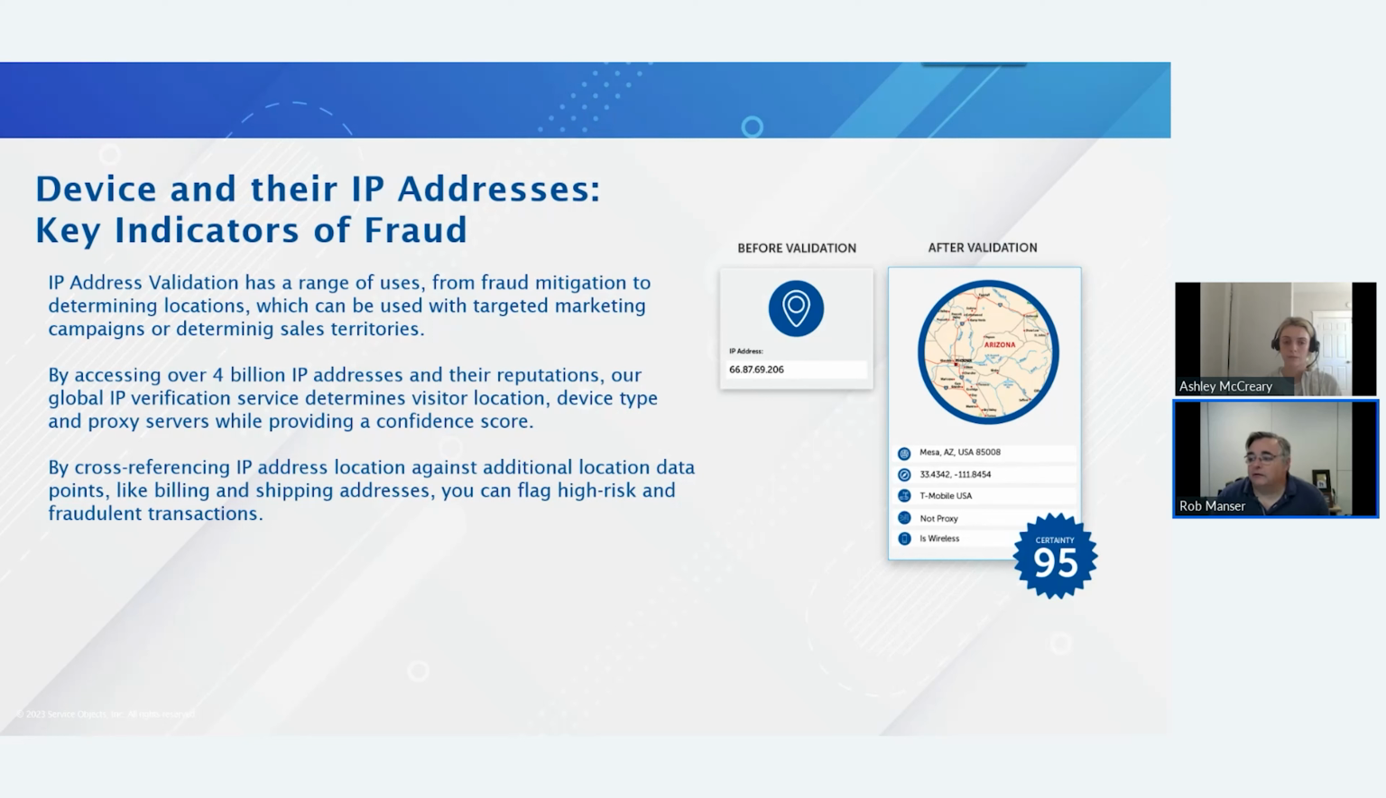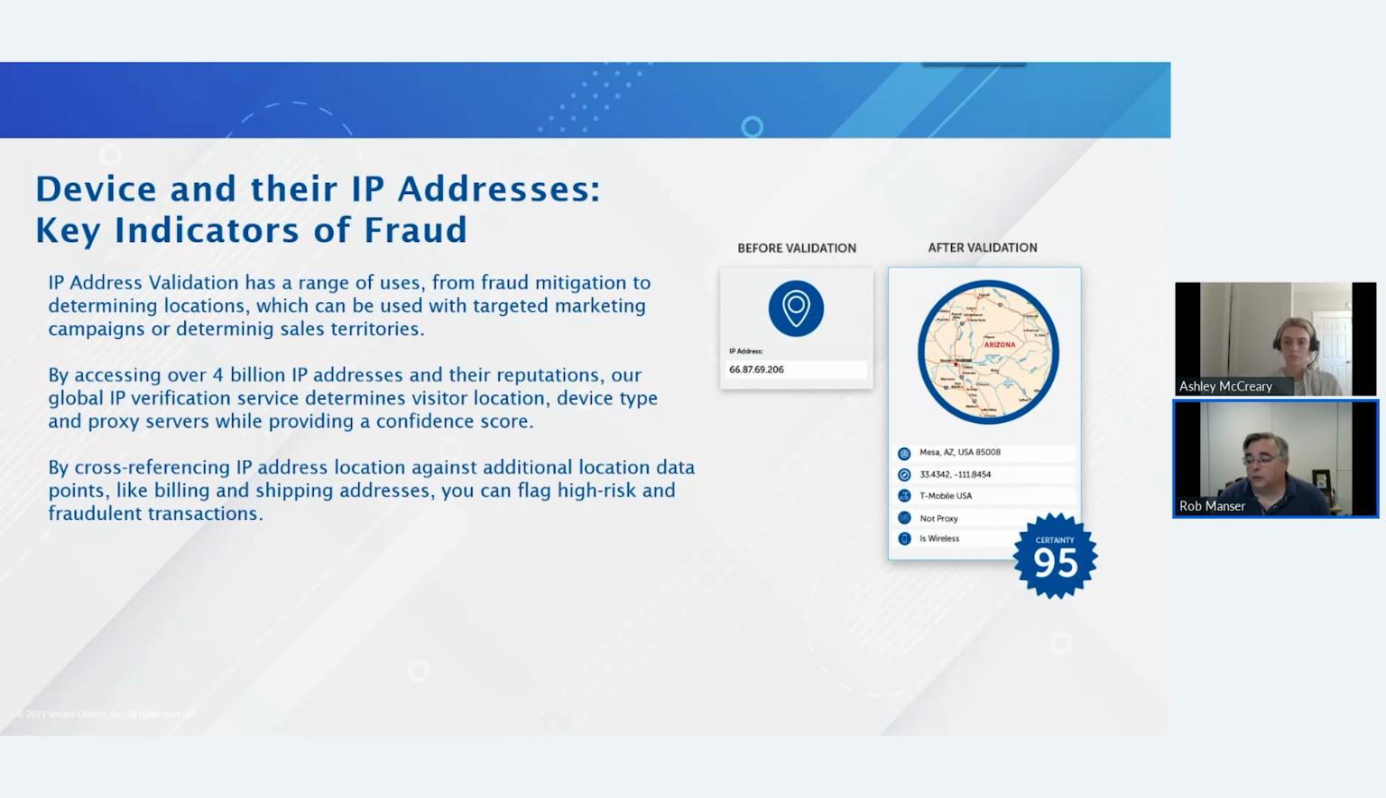So IP address has a range of uses, from fraud mitigation to determining location. And sometimes location can be used for targeting marketing campaigns or determining sales territories. We access over 4 billion IP addresses and their reputations. And when we talk about reputations, there is a global community that manages and maintains a list of the IP addresses, and if they're good, bad, nefarious, all that stuff. And so we're part of that organization, and we use those reputations as part of our scoring in evaluating the IP.